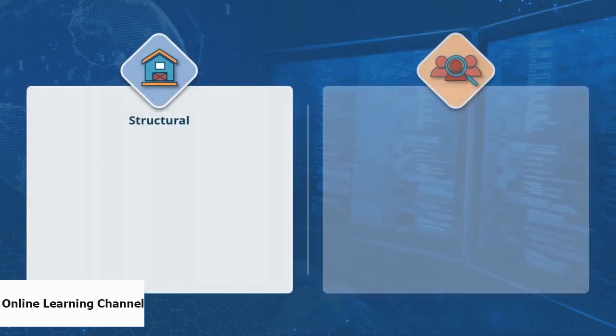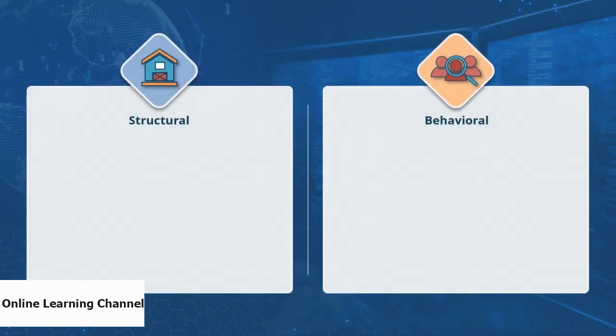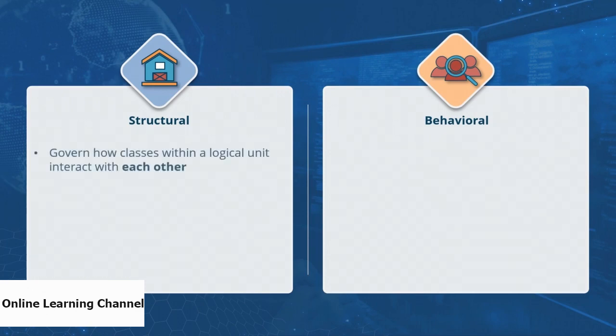Both structural and behavioral design patterns deal with components, how systems are set up, and how components interact. So, what's the difference between them? With structural design patterns, we are focused more on how components or classes within a logical unit interact with each other. The entities that we deal with in a structural design pattern are all components within the same system. Structural patterns tend to deal with the interaction of components that are internal to a system.